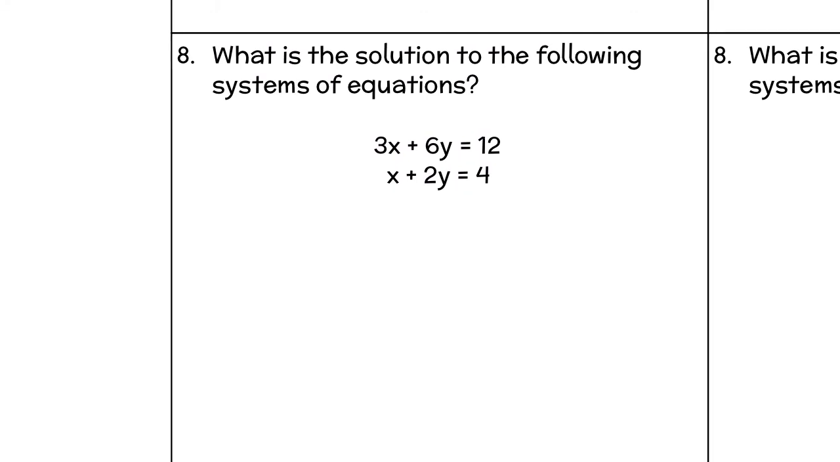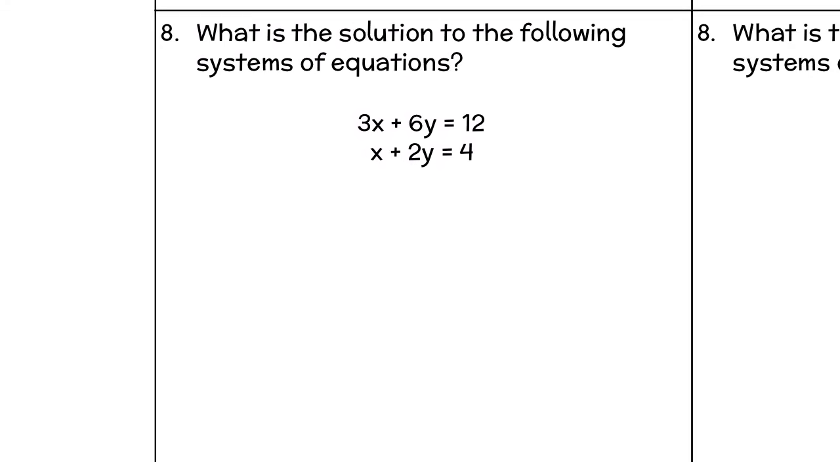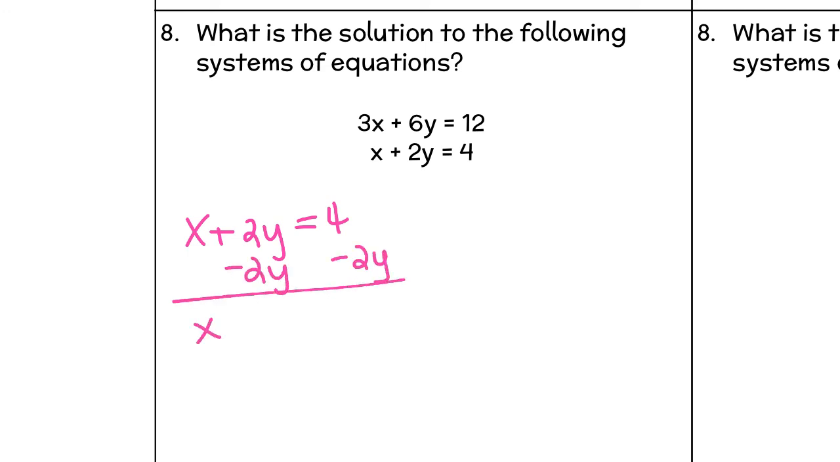And last problem, what is the solution to the following system of equations? So again, here are our equations. We want to find a solution. Both of them are in standard form, so x and y are on the same side. I need to rearrange one of them to where a single letter is by itself. Since this x doesn't have a coefficient, this is going to be the easiest one to rearrange. So x plus 2y equals 4. If I wanted x to be by itself, I would subtract the 2y from both sides. So that means that x equals 4 minus 2y.